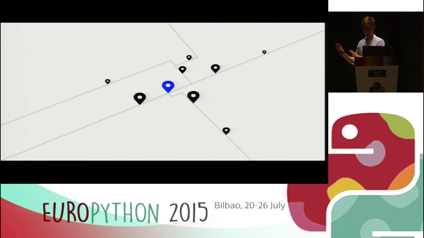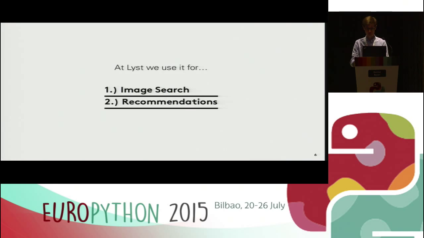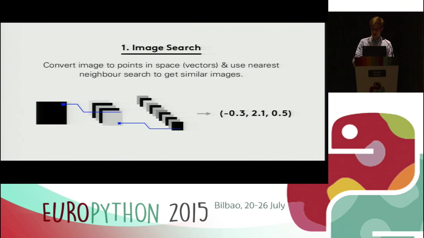Now, this is the most obvious application, but even if you're not building a mapping application, which you may well not be, we certainly aren't, you may still find it very useful. So what do we use it for? We use it for image search, and we use it for recommendations. So image search, how does it work?